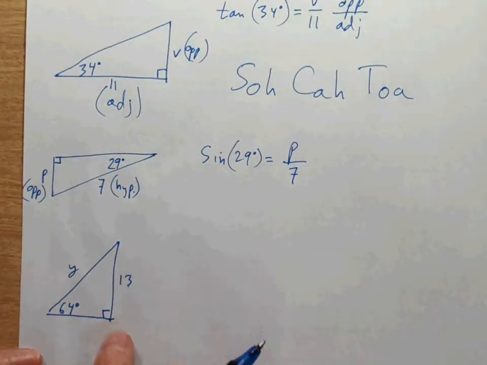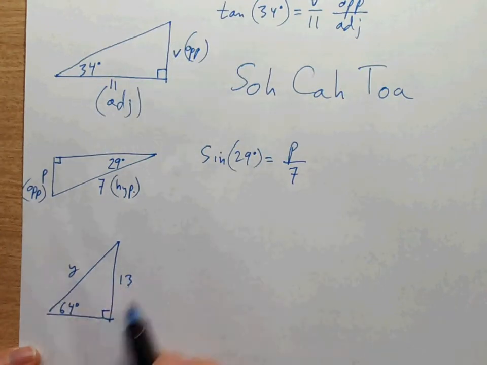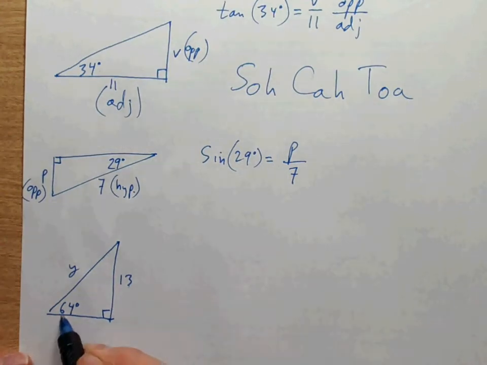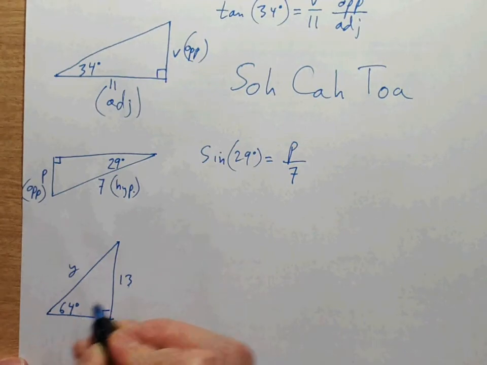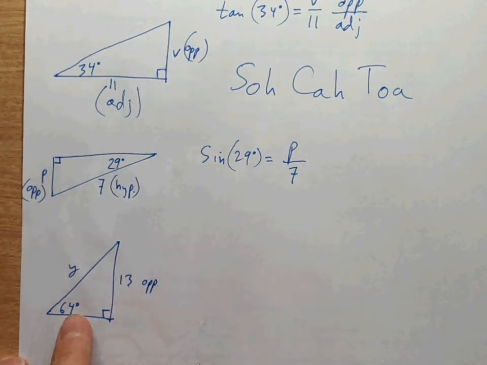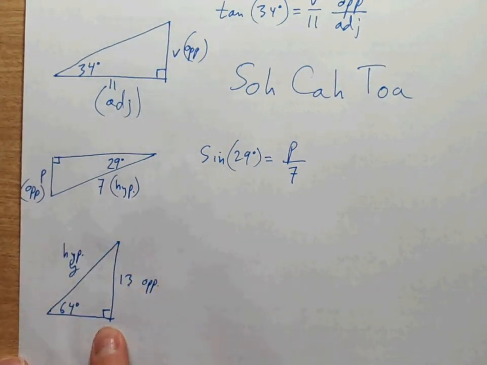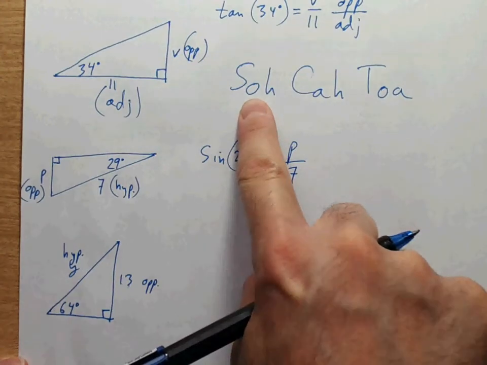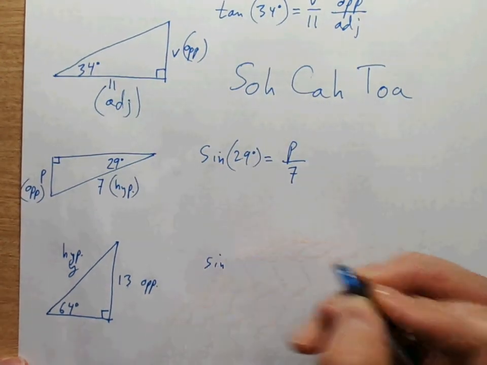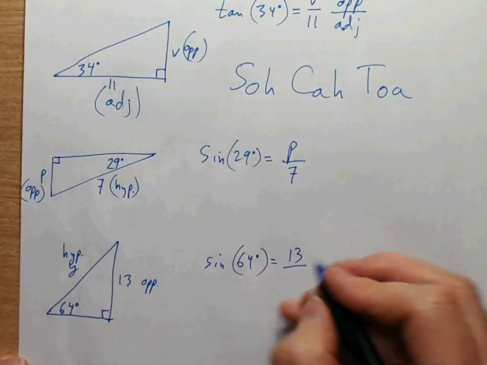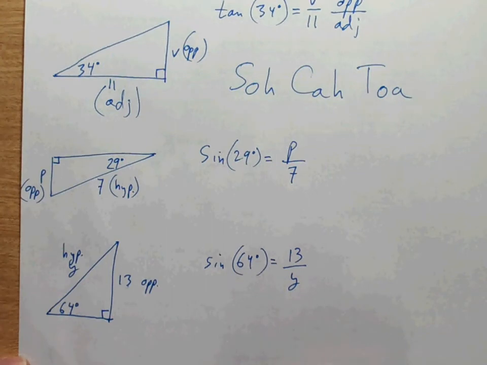Okay, so for this one, go ahead and pause, see if you can figure out how to set up the equation for this using SOHCAHTOA. Okay, so from this angle, 64 degrees, this side again is the opposite, and this side is again the hypotenuse. So, I tried to trick you there. We're going to use the same thing. It's opposite over hypotenuse. Sine of 64 degrees equals opposite 13 over hypotenuse, y. Okay? Let's try one more.